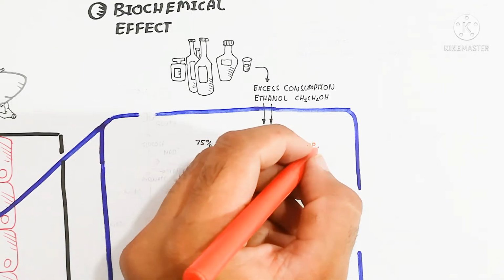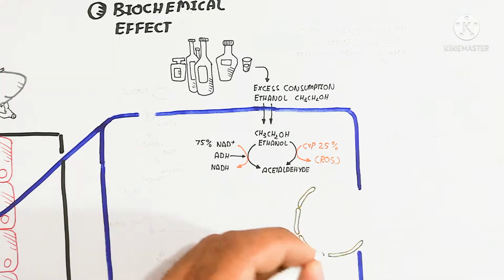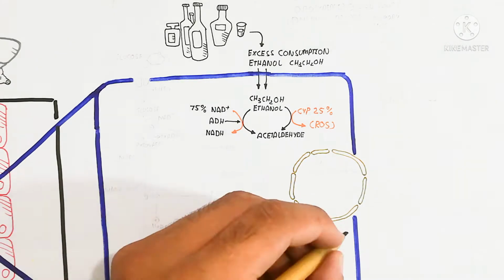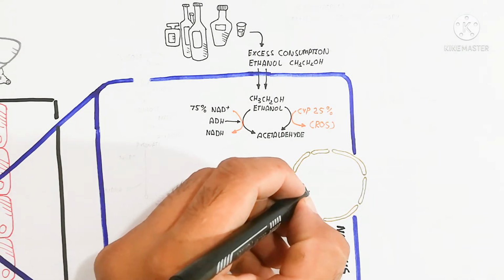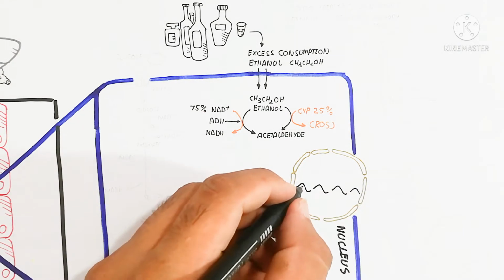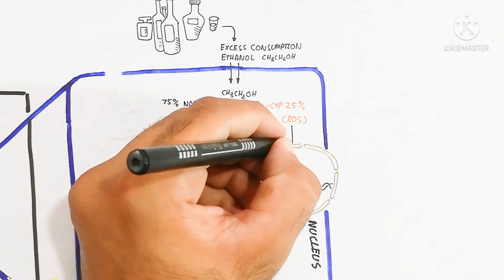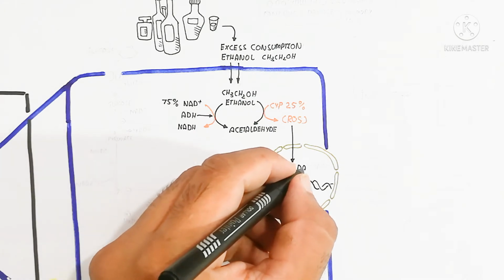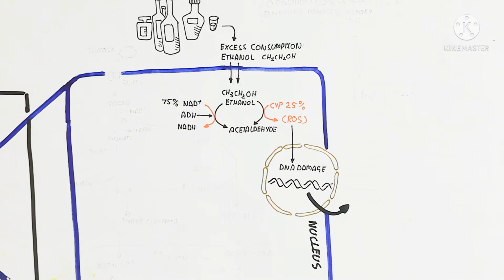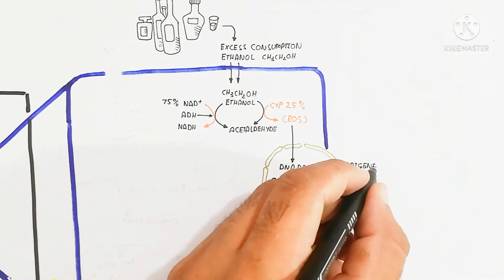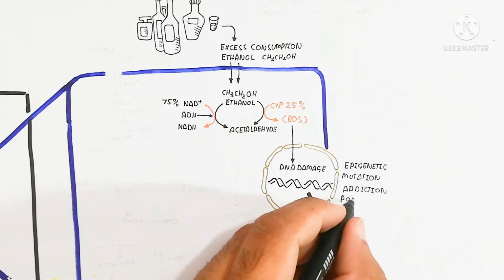This process accounts for 70% and leads to increased NADH. On the other hand, cytochrome P450 is the process which produces reactive oxygen species due to the production of acetaldehyde, accounting for 25%. This leads to reactive oxygen species damaging DNA, causing epigenetic mutation, addiction, as well as point mutation.